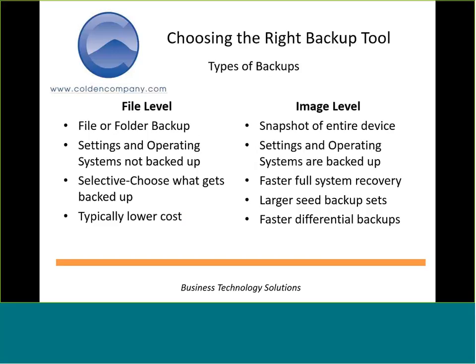Okay, so for these next two slides, we're going to talk about general types of backups. On one side here, we have what are called file level backups, and the other is called image level. The typical file and folder level backup is where you are selecting what files you want to back up. So you're going to select your computer user folder as an example and say, I want this backed up. In general, you're not backing up operating systems or system settings or things like that with a file level backup.